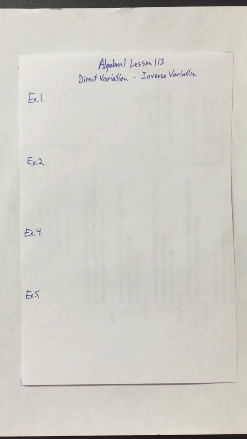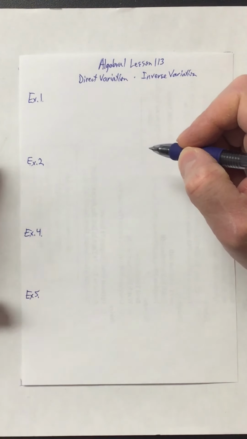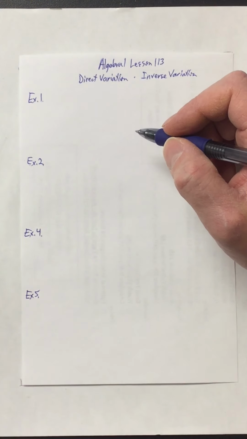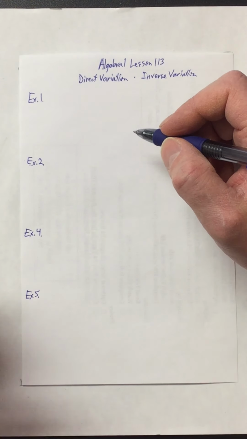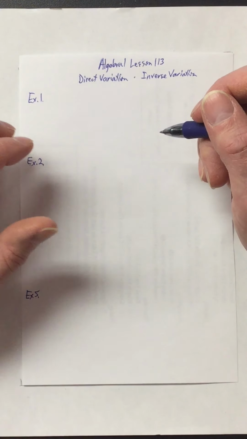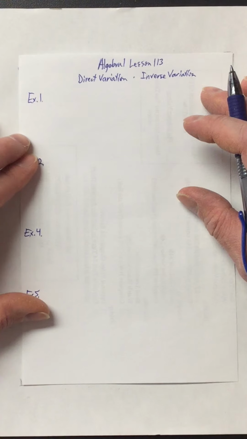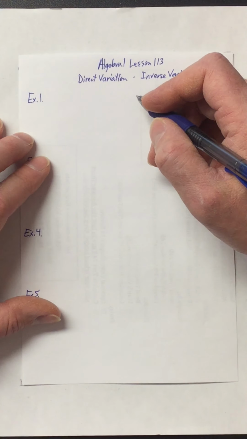In this lesson, we look at two different aspects. One is a direct relation or variation, and the other is an inverse. So first of all, a direct variation or relationship is where if one part goes up, the other part also goes up. If one part goes down, the other one goes down. They are directly related in how they move.